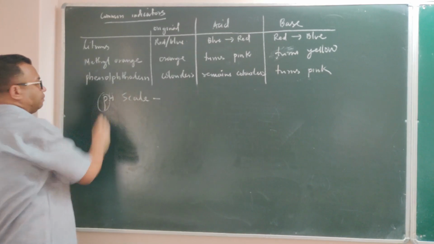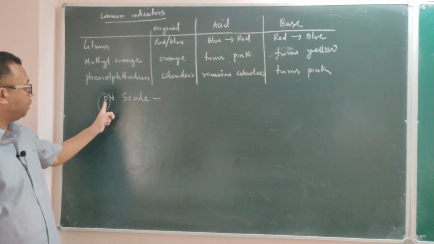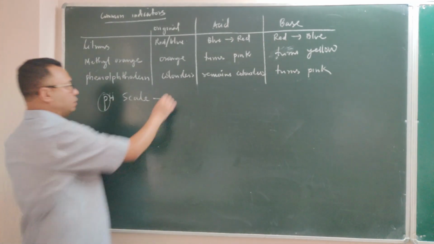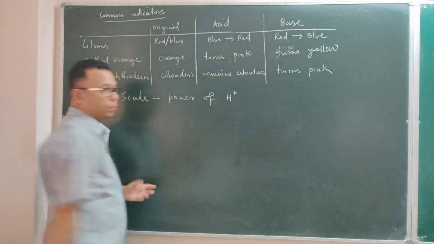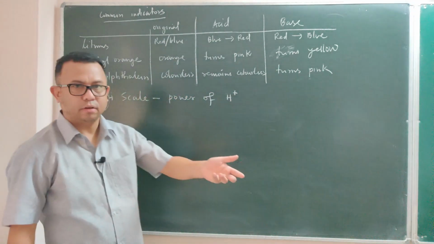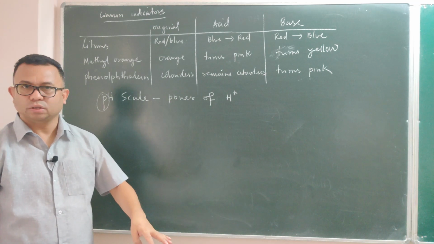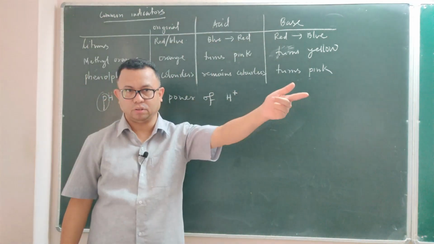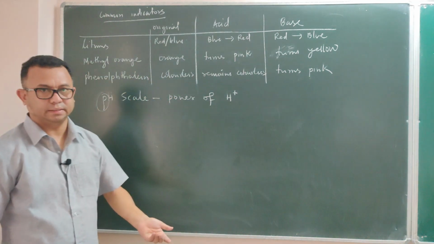Now P here is standing for potenz. Potenz actually means power. So power of hydrogen ion. So now I can say that this actually means power of hydrogen ion concentration. So we are measuring what the hydrogen ion concentration is. The more the hydrogen ion concentration, the more acidic it is. Lesser hydrogen ion concentration means there will be more hydroxyl ion concentration, means a more basic nature, or less acidic nature.